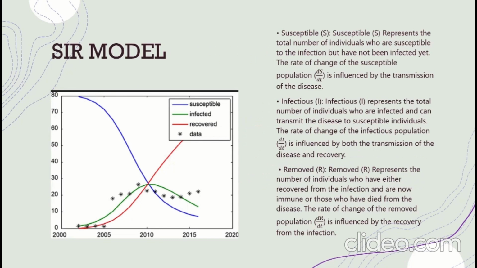individuals. Susceptible represents the total number of individuals who are susceptible to infection but have not been infected yet. The rate of change is affected by the transmission of disease.